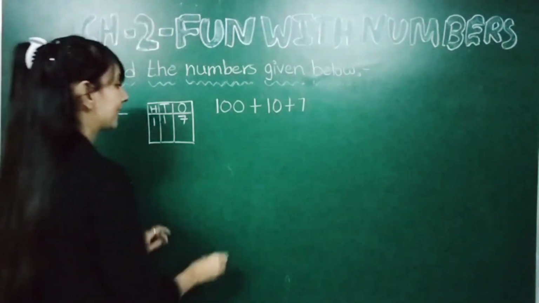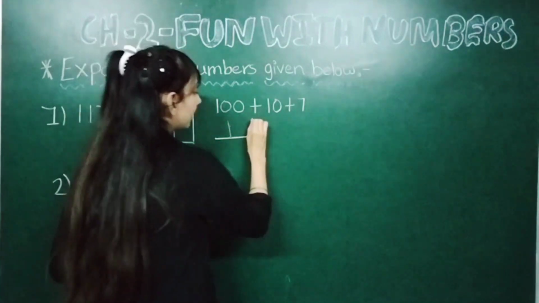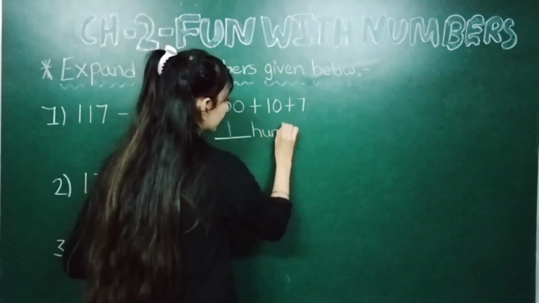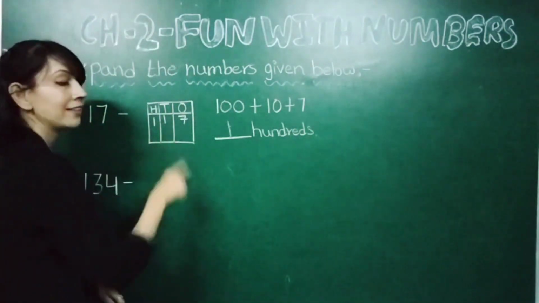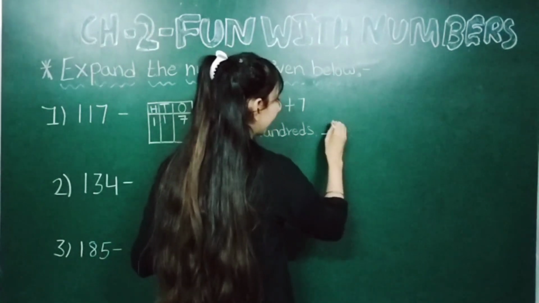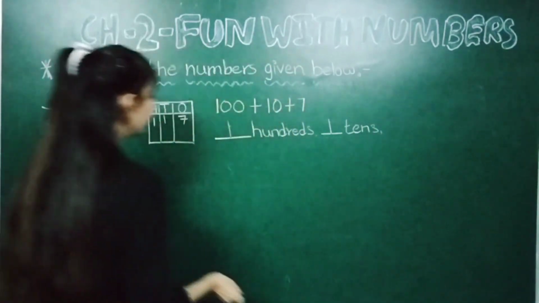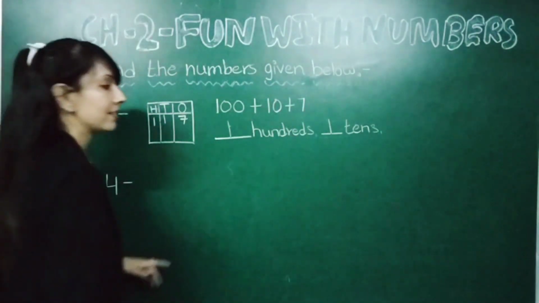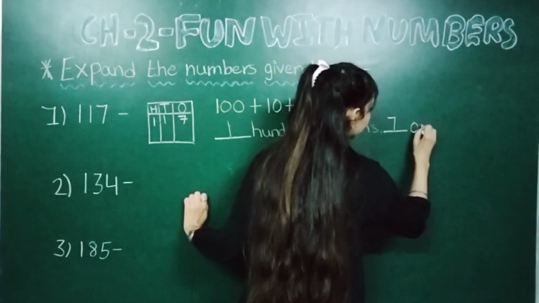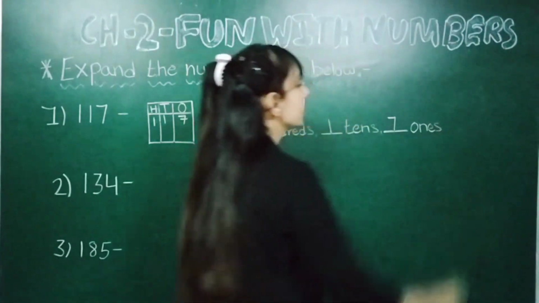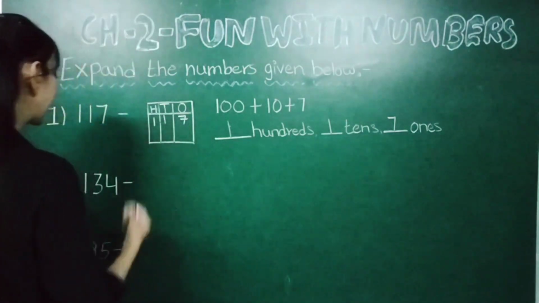Now in this dash we will write 1 hundreds. Now 1 tens, so in this blank we will write 1 and then tens. Now 7 ones, so in this blank we will write 7 and here we will write ones. So students, understood how to write in expanded form? Now moving to the next number.